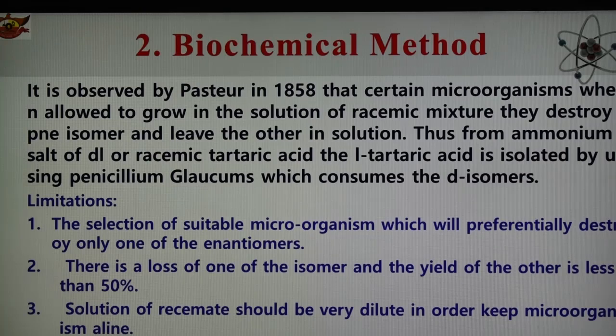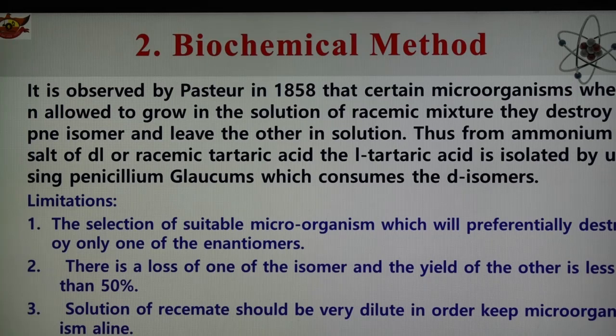Second is a biochemical method. In the biochemical method, as we know, certain microorganisms use one enantiomer as their food, leaving out the other. Pasteur, the scientist, in 1858 found that certain microorganisms, when allowed to grow in a solution of a racemic mixture, destroy one isomer and leave the other in the solution.